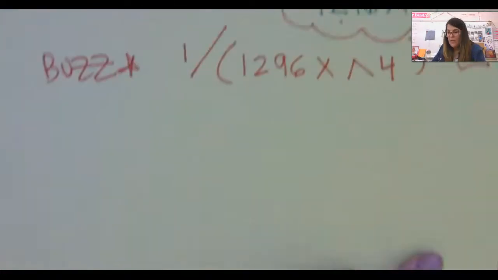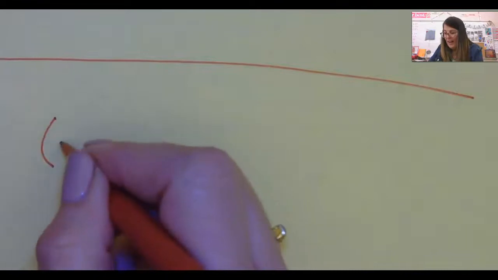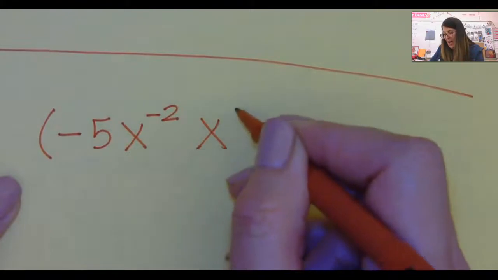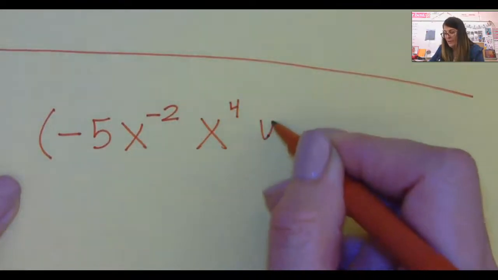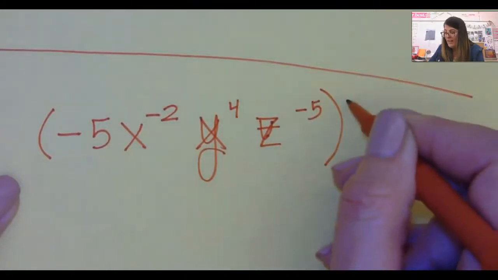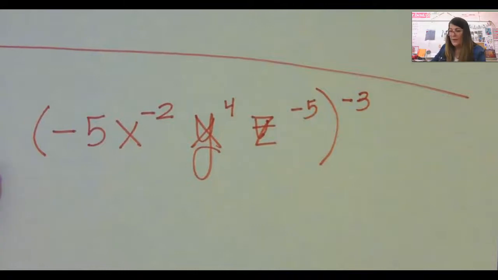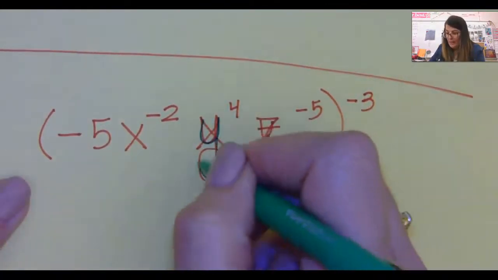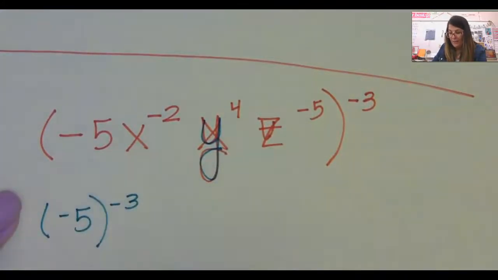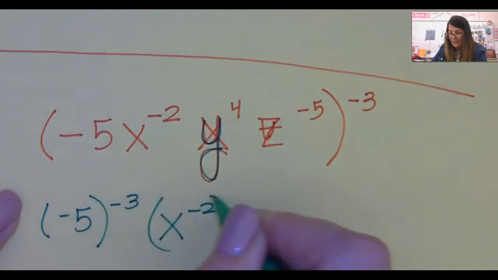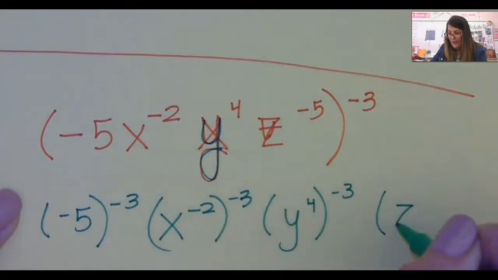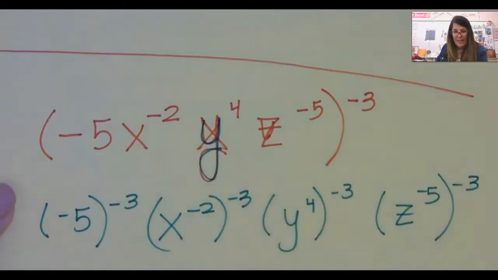Now, while we're talking about this, if you have a negative number and you have a bunch of stuff inside, negative and positive exponents, that should be a y and a z to the negative fifth, all of that to the negative third power. So again, just like before, this is the same concept except a little bit harder. Just more problems. Negative 5 to the negative 3, x to the negative 2 to the negative 3, y to the 4 to the negative 3, z to the negative 5 to the negative 3.